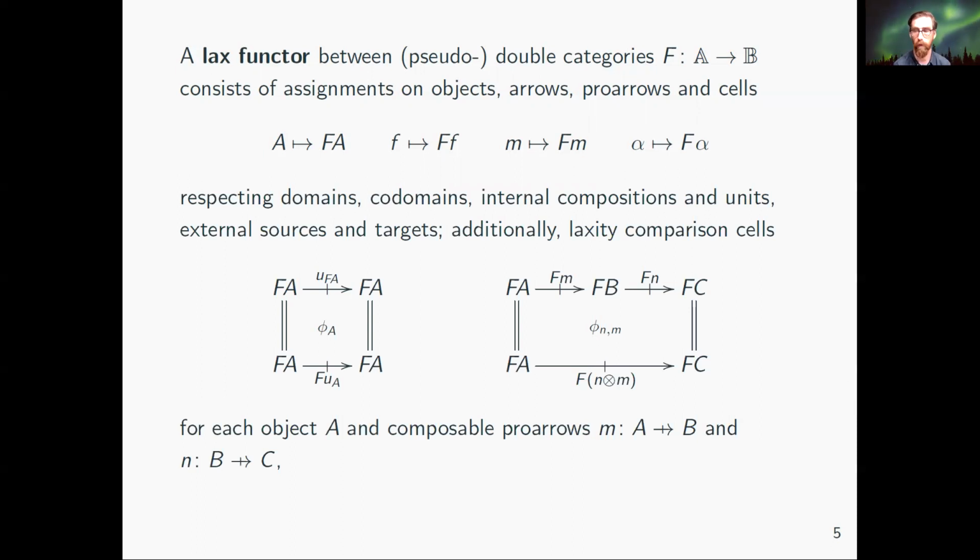So for example, on the right in the display, there is going to be given a laxity cell for any pair of composable pro arrows, say M and N, between the composite of the images of these pro arrows and the image of their composite. Now, these will be subject to axioms.